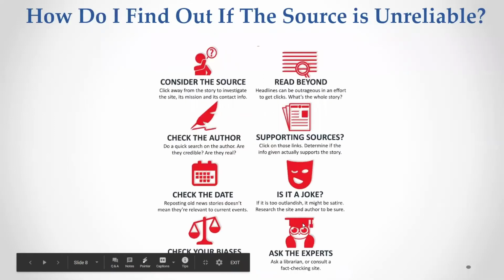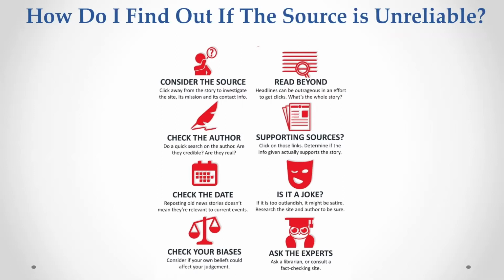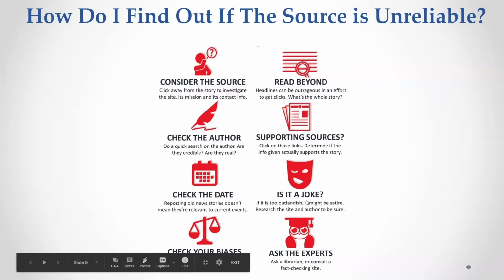So here's a great image to indicate whether a site is unreliable. You can see many of the things that I've already said before, but you can also see some new things such as check the date. So make sure to always check if a news story is old, because sometimes old news stories are not necessarily relevant to current events. And also, if you're unsure if a source is really reliable, you can always ask a librarian or search it on a fact-checking source in order to determine its reliability.